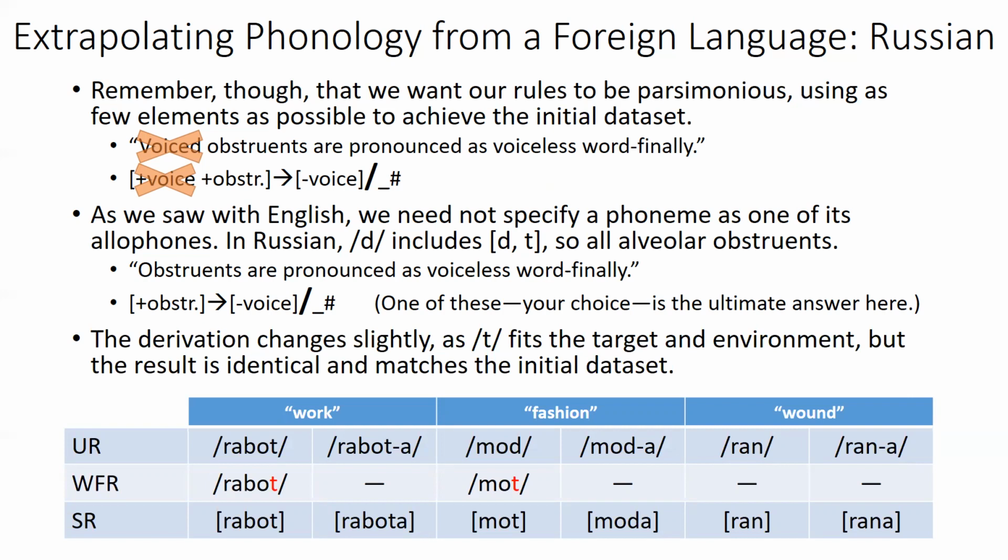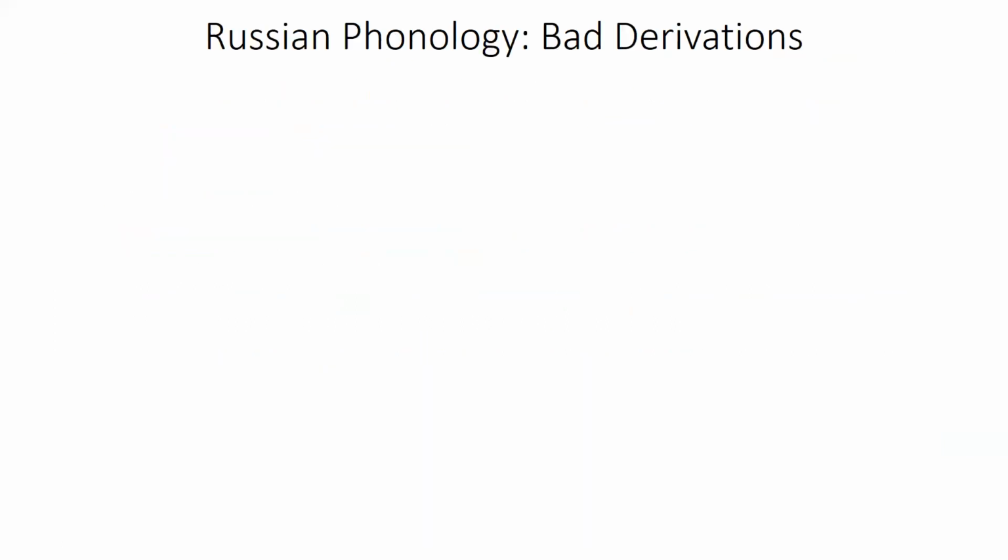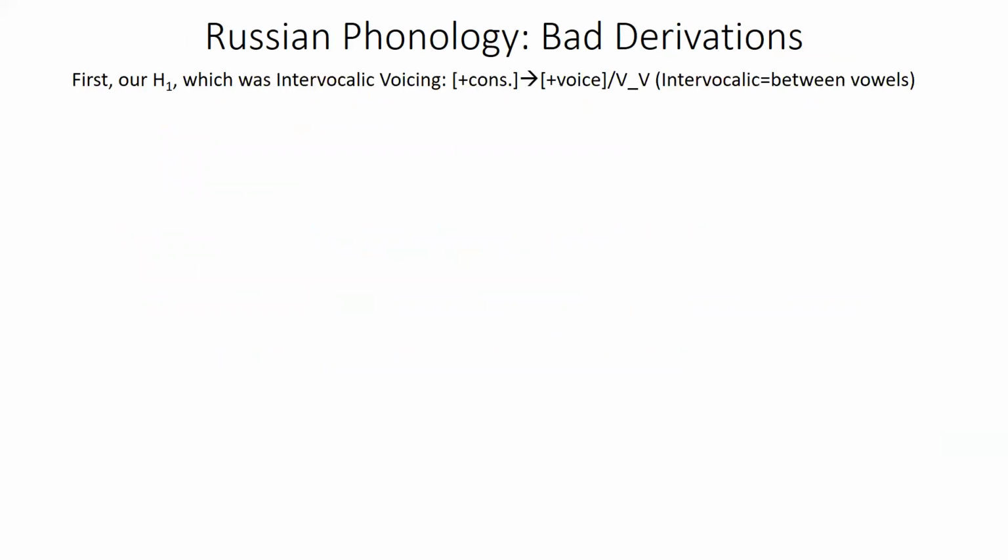rabot and mod. We talked about mod already. That becomes voiceless to mot. That looks good. Rabot, that T does quote unquote become voiceless, but that doesn't affect the pronunciation. And because we get to make our rule have one fewer feature, we've made Russian now easier to acquire. We've succeeded, and we should do that. Let's look at some bad derivations now.